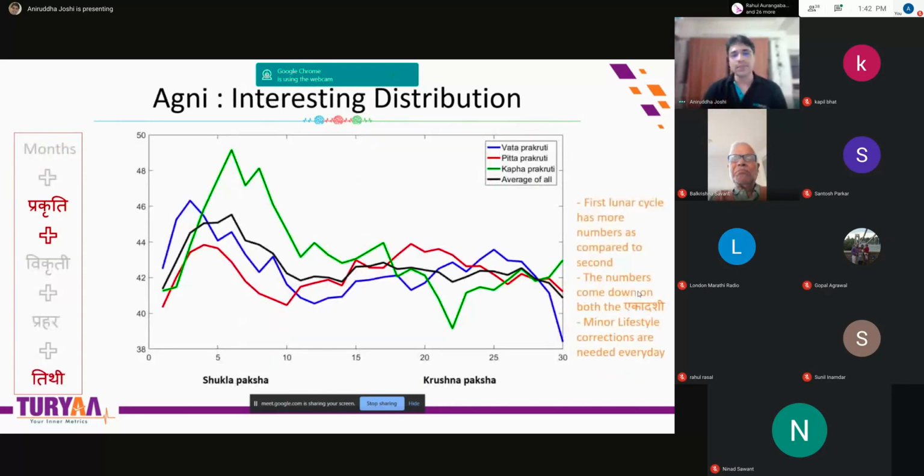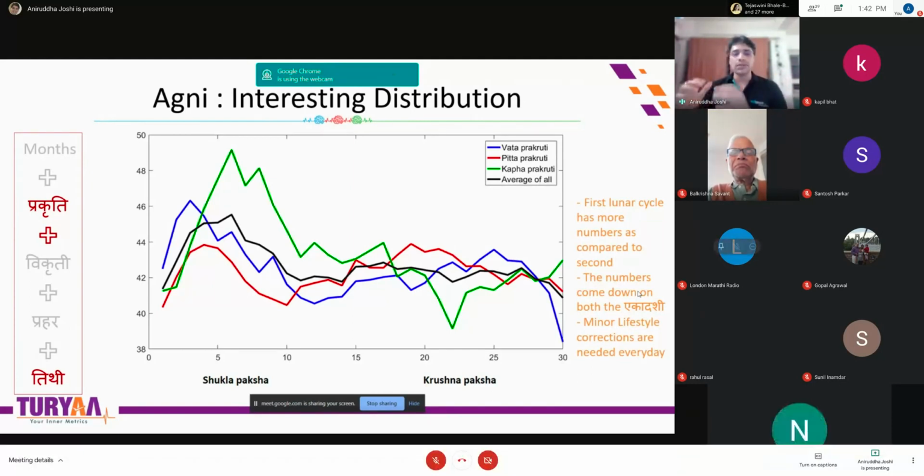This is very interesting. Same data, but now I have plotted with respect to the Hindu calendar. Okay, so instead of plotting in January, February, March, I have collected all Prathamas, all Ditiyas, all Amavasyas, all Purnimas, and so on, and plotted with respect to them. So when the moon is increasing in Shukla Paksha, usually our digestion is better as compared to Krishna Paksha. And there are references in our ancient books.